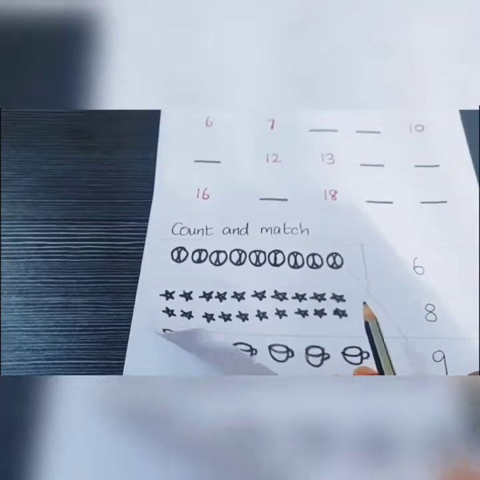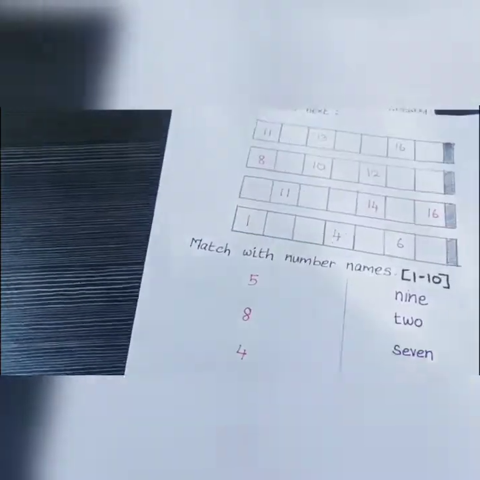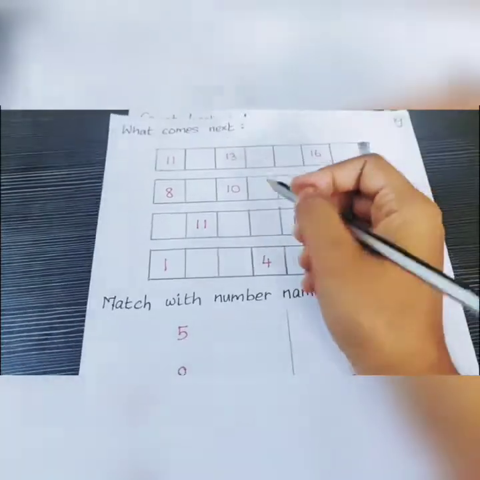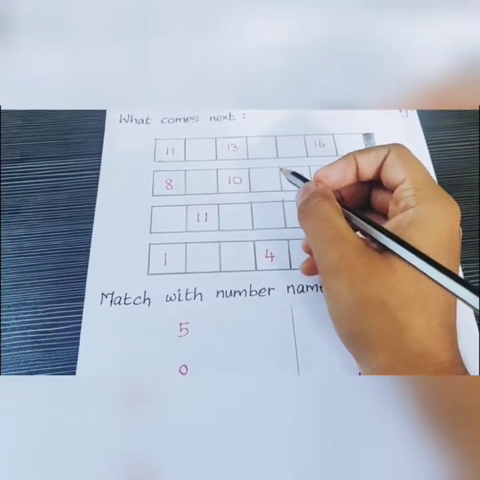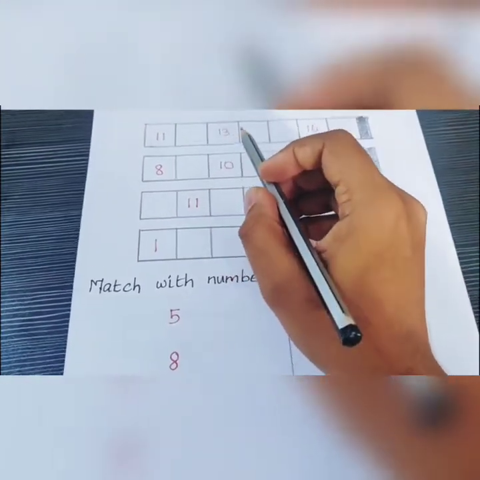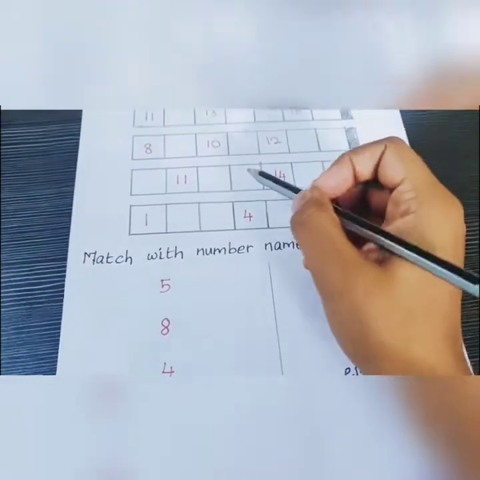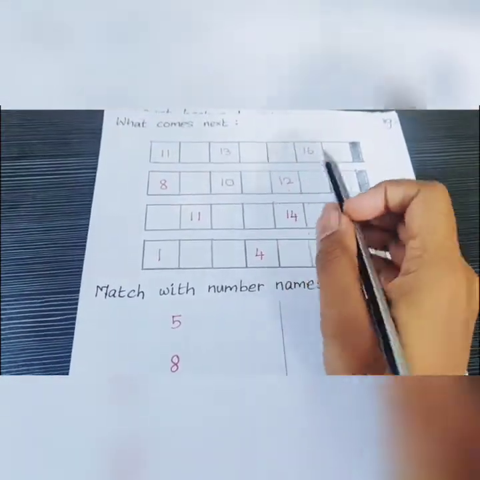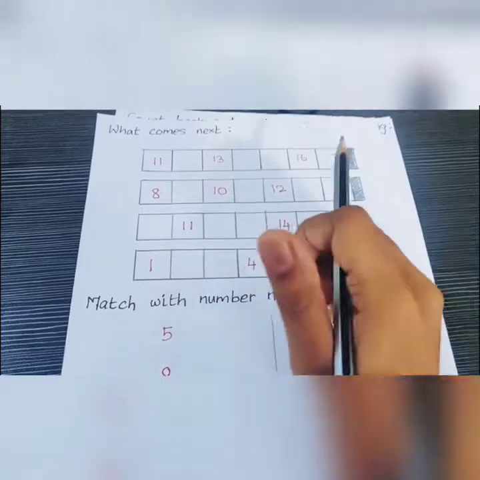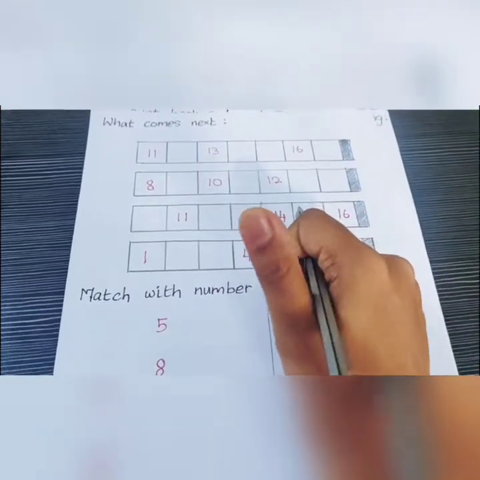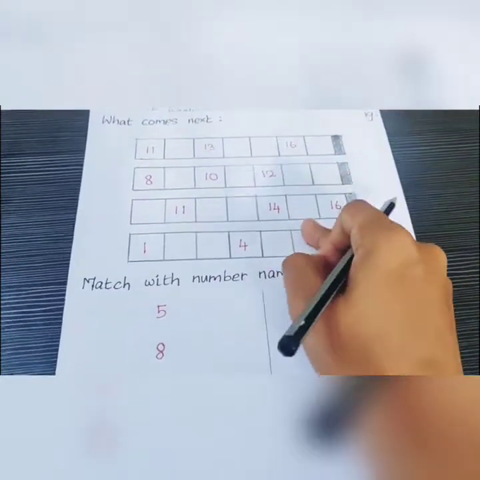Now we are moving on to the next activity. That is what comes next. So what comes next? Your child needs to do the forward counting and they need to write the missing numbers. This activity will help to create a strong foundation in numbers from 1 to 20.